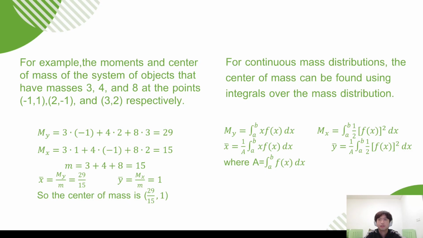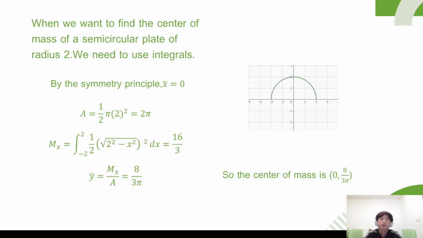For continuous mass distributions, the center of mass can be found using integrals over the mass distribution. We want to find the center of mass of a semicircular plate of radius 2. We need to use integrals. By the symmetry principle, x bar equals 0, A equals 2 pi, and we can calculate Mx and y bar. So the center of mass is (0, 8/3pi).